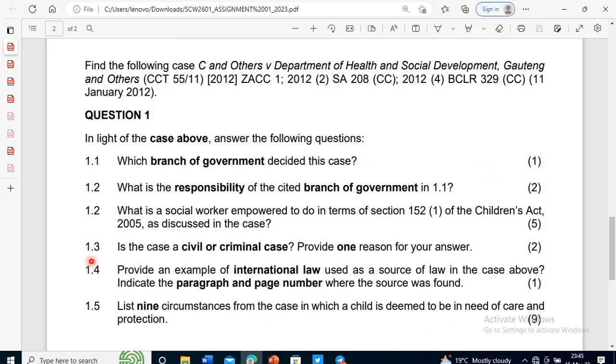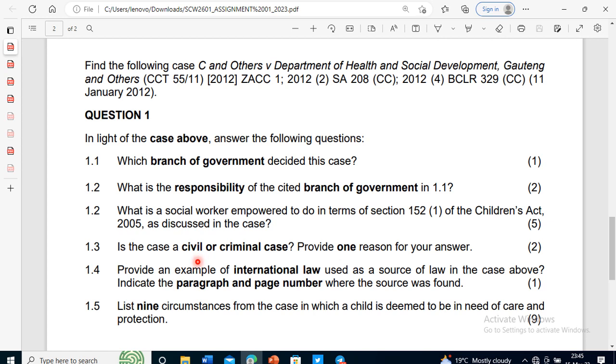1.3, but I do believe that they made a mistake. It was supposed to be 1.4. Is the case a civil or criminal case? Provide 1 reason for your answer, 2 points. So for choosing whether it is civil or criminal, you get a point, and then you provide a reason. So for civil, guys, civil matters is when a person is suing another person, or the person has to pay a certain amount for certain damage which they have done.